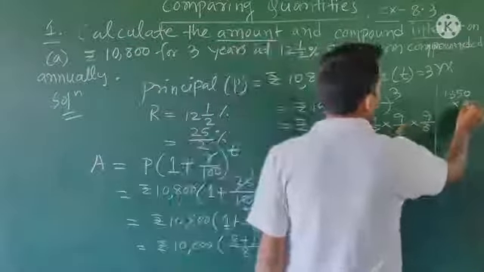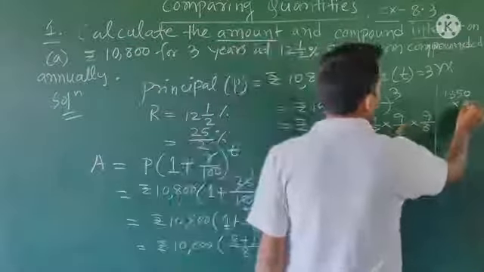1537.34. So this is your amount. Amount we get 15,377.34. Now we'll find compound interest. Compound interest is abbreviated as CI, simply written as CI. How can we find it? If you subtract the principal amount from the amount, then you'll get compound interest.